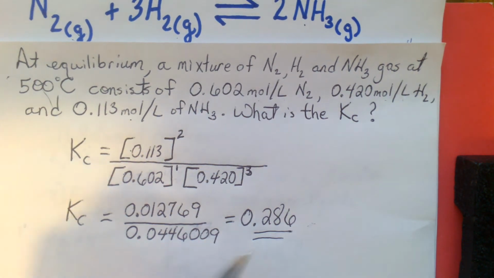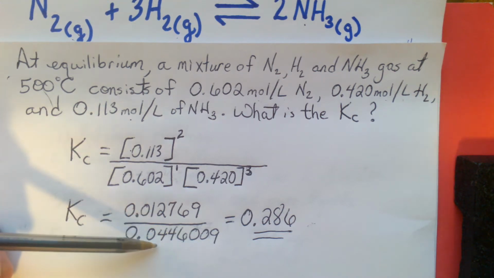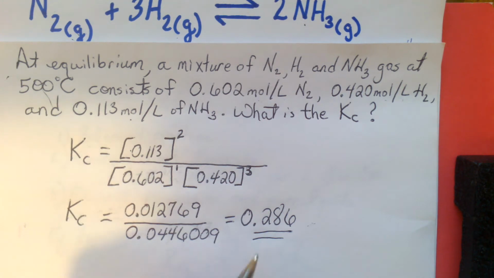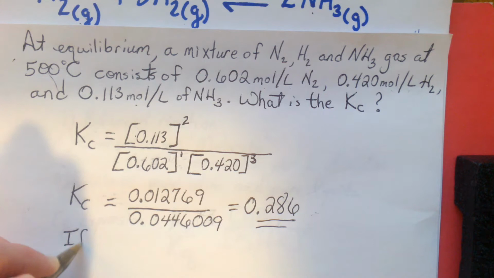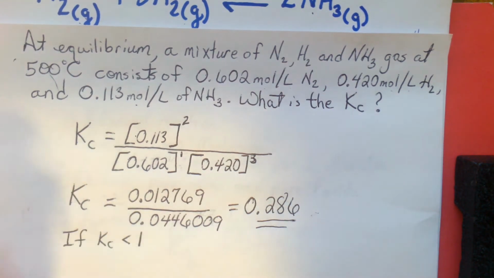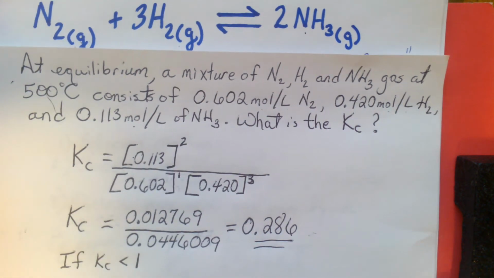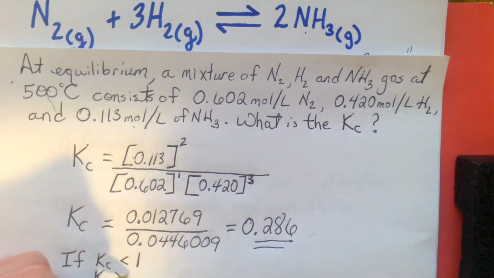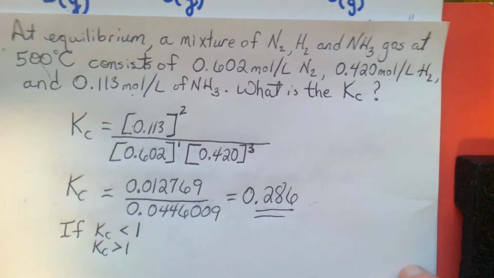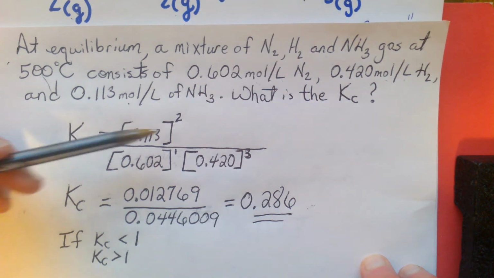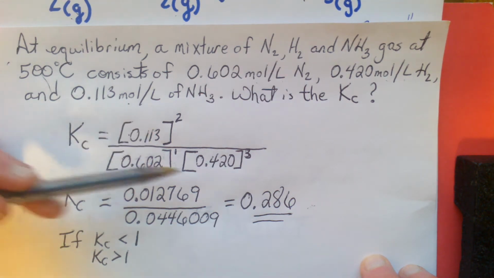Well, this value here is a ratio of products to reactants. So if Kc is less than 1, then what that gives us insight on is that at equilibrium, the concentration of the reactants is greater than the concentration of the products. If Kc were greater than 1, then what that would help us realize is that the concentration of our products is greater than the concentration of our reactants.